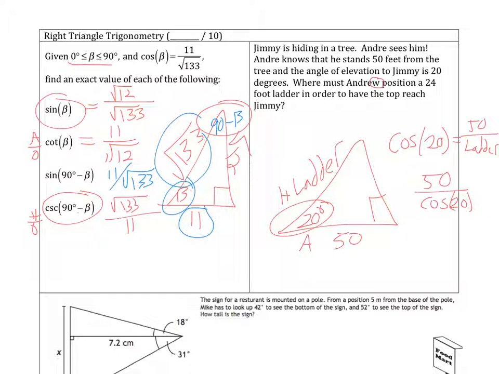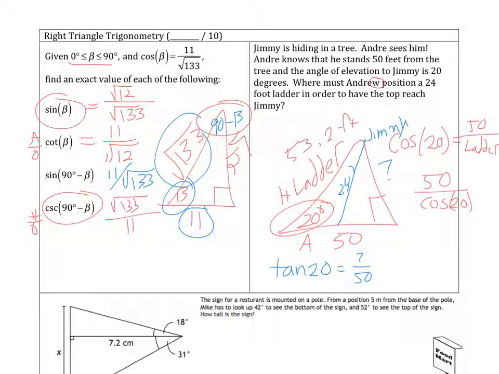I get something that I don't love the answer to. And that's because I totally did not read the problem. So this would be 53.2 feet. But that's not what this question is asking. This question is, where does a 24-foot ladder have to go in order to reach Jimmy, who's now stuck in the tree because I took too long? So then the first thing we might want to know is this side. And instead of using cosine, I'll probably use tangent of 20 is equal to question mark over 50.